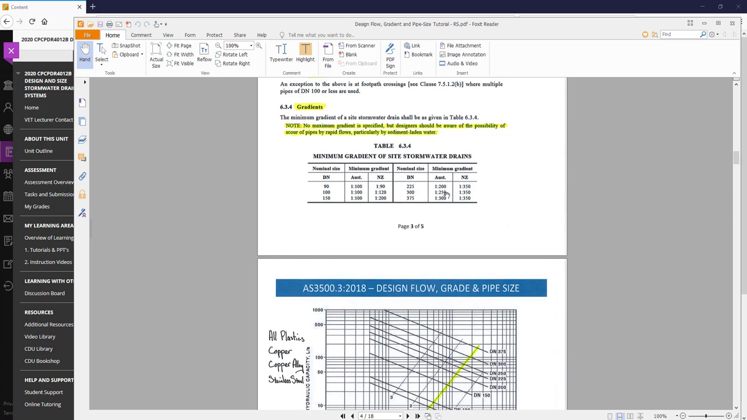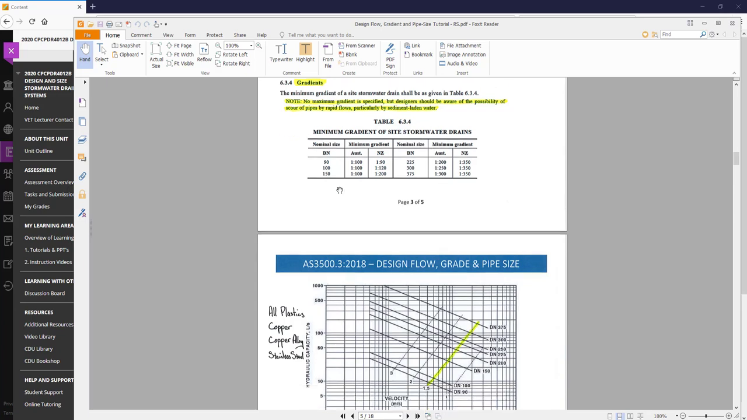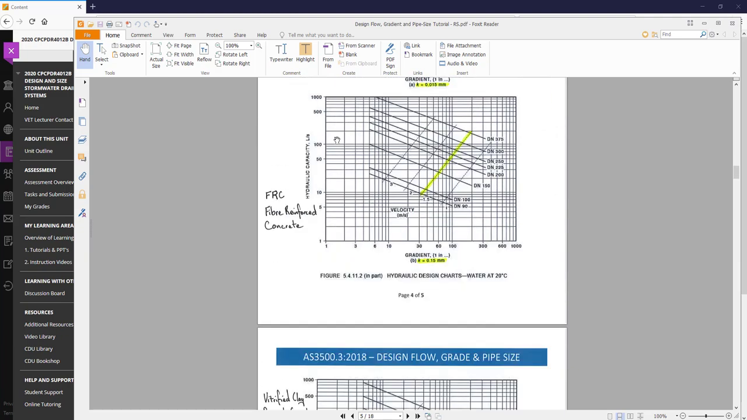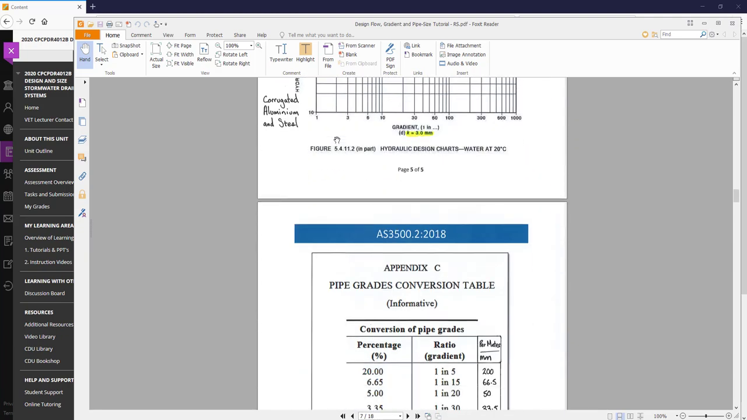300 millimetre pipe is 1:250, and 375 is 1:300. So that gives us our outline. Minimum gradients are very important. Okay, so let's go down here a little bit further.